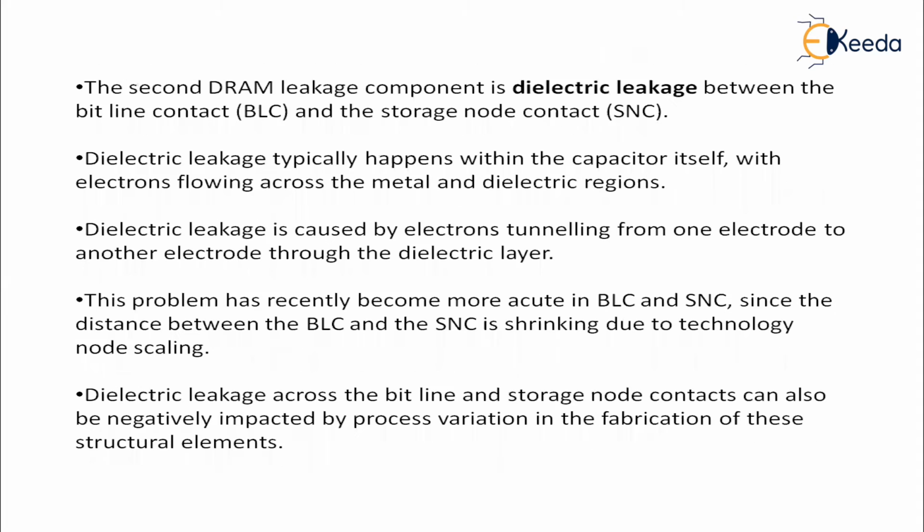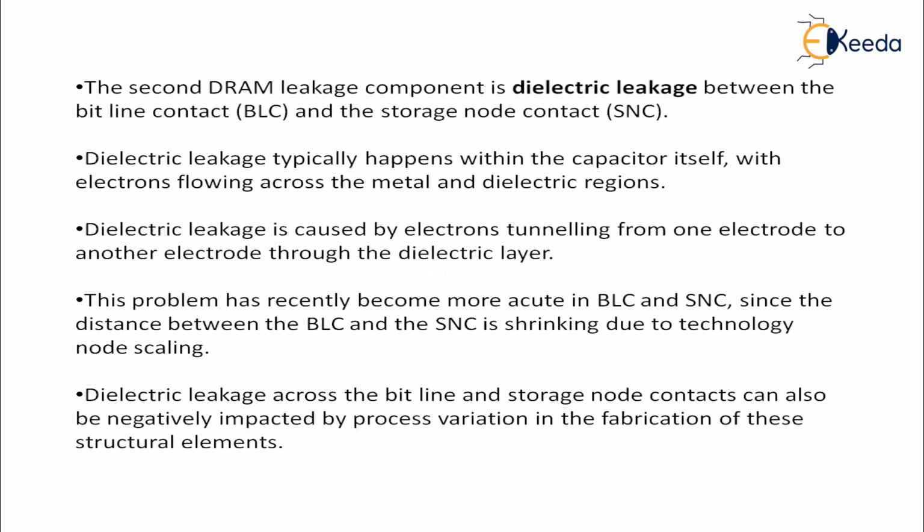There is another leakage component, which is nothing but a dielectric leakage. That is happening between the bit line contact and the storage node contact. There are two nodes, we know, the bit line and the storage line. Because of these two lines also, there is a dielectric leakage. Assume a single transistor DRAM, we have a bit line and a word line, and a storage node we assume.